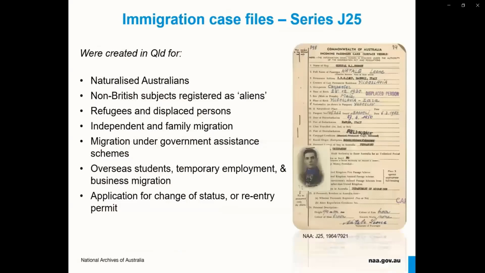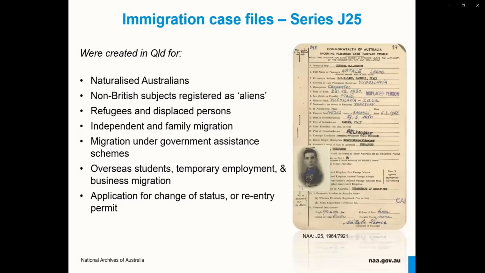Quite often, we use other immigration records to assist us in narrowing down dates of arrival and other useful information. One of our largest and most varied series of records spanning a broad period of time are the immigration case files from the Queensland series J25. Immigration case files were created for individuals or families entering Australia seeking permanent or temporary residence.